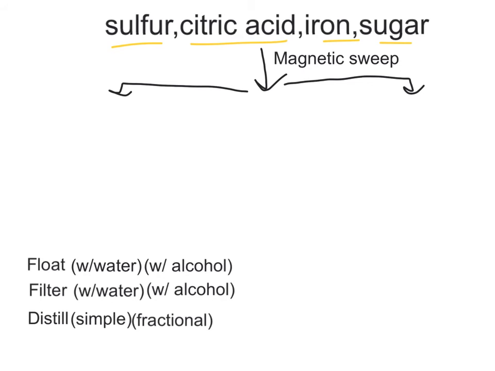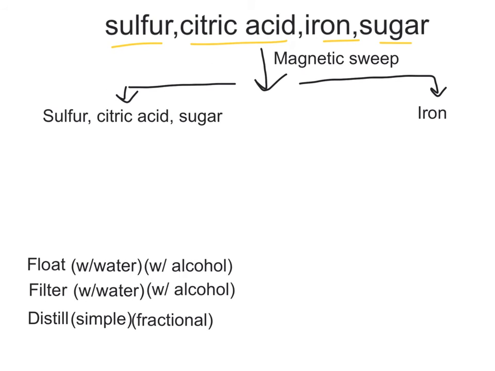But if we didn't know what was in it, if these were, instead of sulfur, citric acid, iron, and sugar, if they were just A, B, C, and D, then we would just say, okay, on the left-hand side, we'll get the magnetic stuff, and on the right-hand side, we'll get the non-magnetic stuff. But since we know the names of all these things, let's go ahead and put in what we'll get on each side. And there you go. On the left, we'll have our sulfur, citric acid, and sugar, and on our right, we'll have our iron.